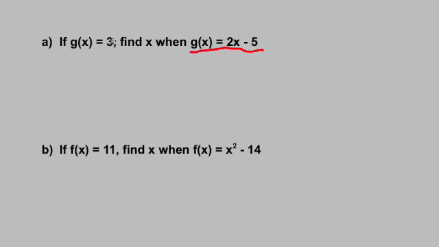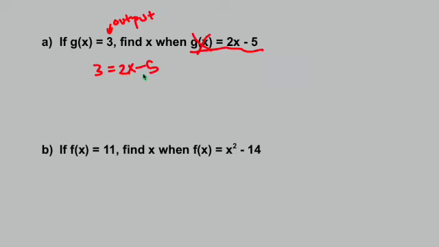So what happens is this is actually our output. So all we're going to do is go to this equation here, and wherever we see the g of x, we know that it's equal to 3. We're going to replace it with 3. So we're going to say 3 equals 2x minus 5.